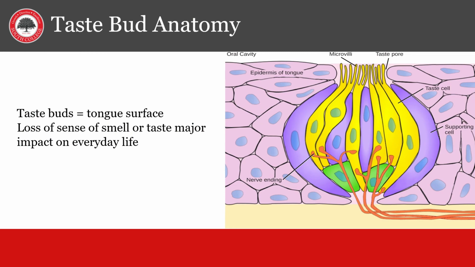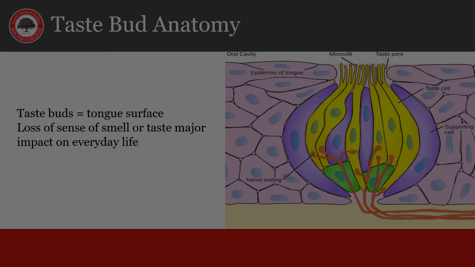Taste buds are located on the tongue, and depending on where they are, may specialize in specific tastes like salty, sweet, or bitter. Smell and taste are related, and losing one or both of these can cause severe depression and malnutrition. Now to your favorite part, the pathology.